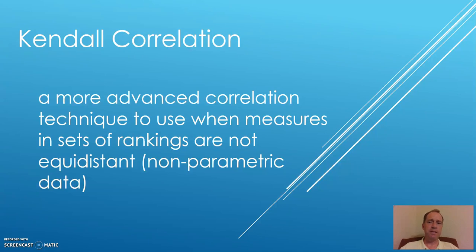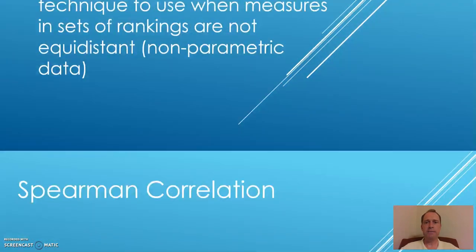But if the distance between the rankings are not the same, they're not equidistant, 1 unit apart, it's non-parametric data, and that's when you might use a Kendall correlation. Again, that's a more advanced technique that we didn't use in this course, but if we're looking at correlation, it's good to at least mention it.